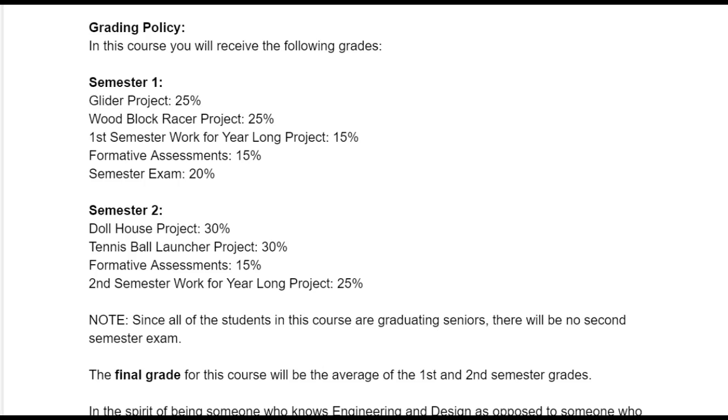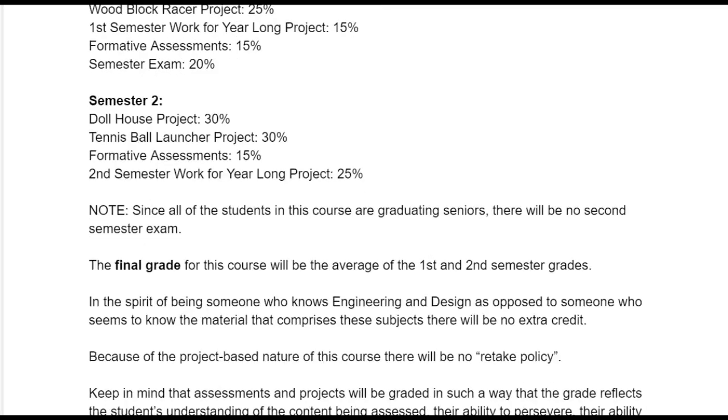In semester 2, it's a similar scheme, but because there is not going to be an exam, each of the projects is slightly larger than they are in semester 1. Since all of the students in this course are graduating seniors, there will be no second semester exam. Okay, so the final grade in this course will be the average of your first and second semester grades as outlined above. There is no extra credit in here, and because this is a project-based course, there's going to be plenty of opportunities for revision, but there's going to be a no retake policy.